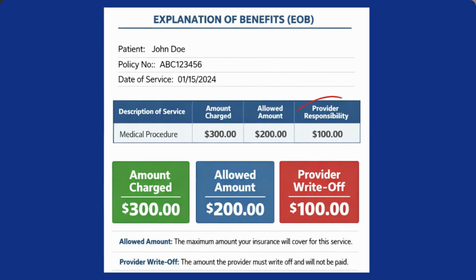Now, let's talk about the provider responsibility. The difference between the amount billed and the allowed amount is the amount the provider has to write off. If the provider is contracted with your insurance carrier, they cannot come after you for that write-off amount. That amount is not your responsibility.